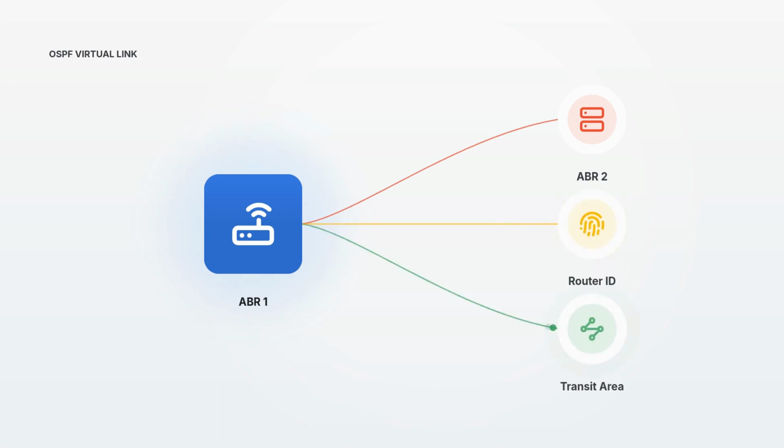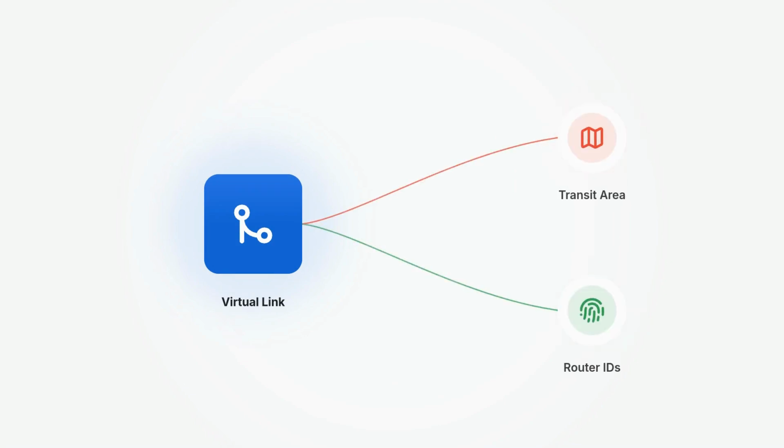In this topology, the virtual link is built between these two ABRs. It crosses the transit area to create a logical path back to Area 0. The key point is that you configure it on the ABRs, not on every router in between. Two details have to be right. First, you use the correct transit area. Second, you point to the correct router IDs on the two ABRs. If either one is wrong, the virtual link will not come up.